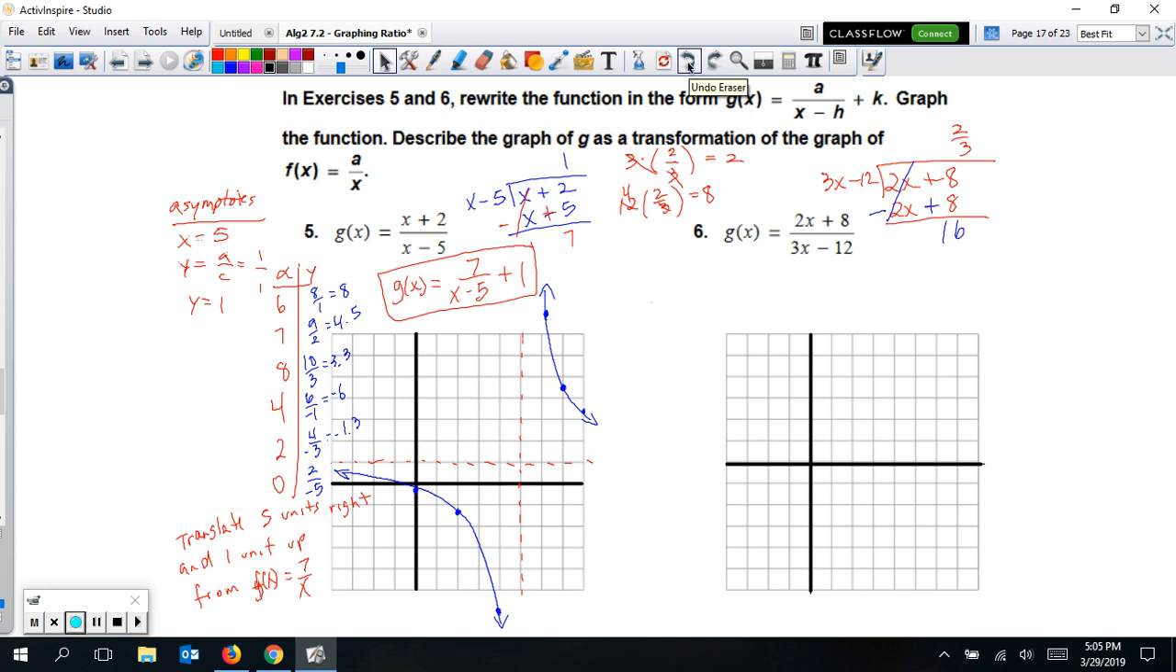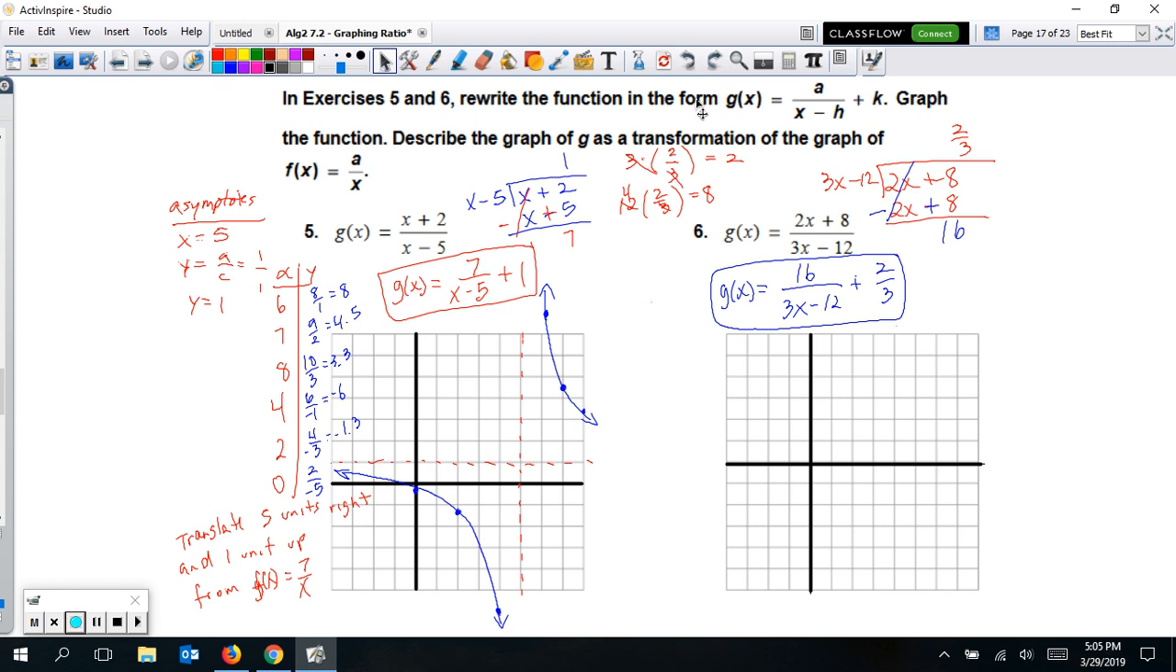And so as we write this now, we're going to start with g of x. And our remainder is going to go first. So 16 is the numerator. And then what we were dividing by is 3x minus 12. And then our quotient, the 2/3, is going to be at the end. We're going to say plus 2/3 at the end. And so there's our rewritten function in that form.